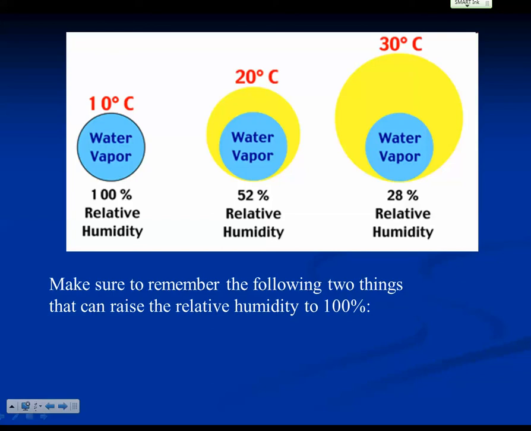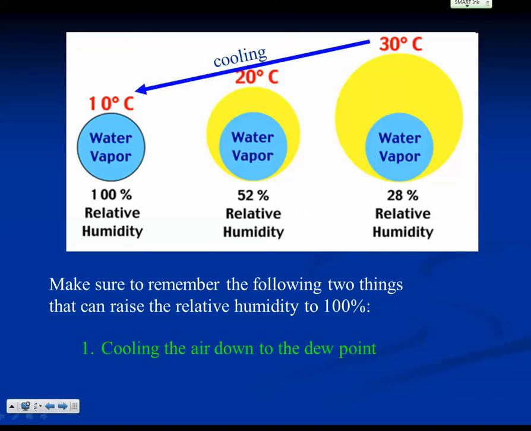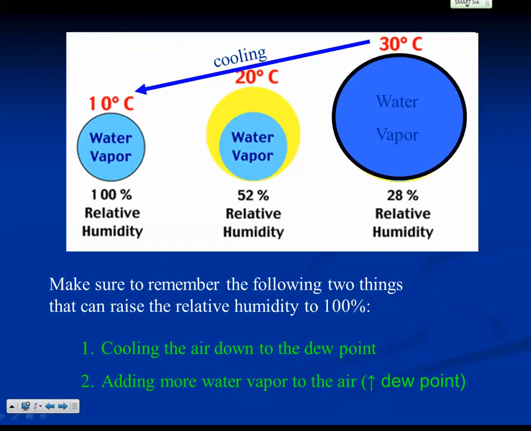Make sure to remember the following two things that can raise the relative humidity to 100%. So basically, how can you get that 28% to 100? The first, drop that temperature down from 30 to 10 in this case. That's going to raise your relative humidity. And the second is to get that blue circle the size of the yellow. That means add more water vapor to the air. So those two things happen in nature, and they can make the air become more humid.